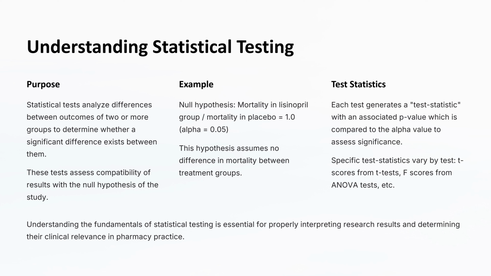And so then you have to generate a test statistic, which is basically doing a statistical test to give you a p-value, which is then compared to the alpha value that you set prior to starting the study, which is usually always 0.05. And the specific test statistics, that's a tough one, vary by test. They can be t-scores from t-tests or f-scores from ANOVA tests, etc., and we will see them. But really, all of them produce a p-value, which is what you are concerned about.